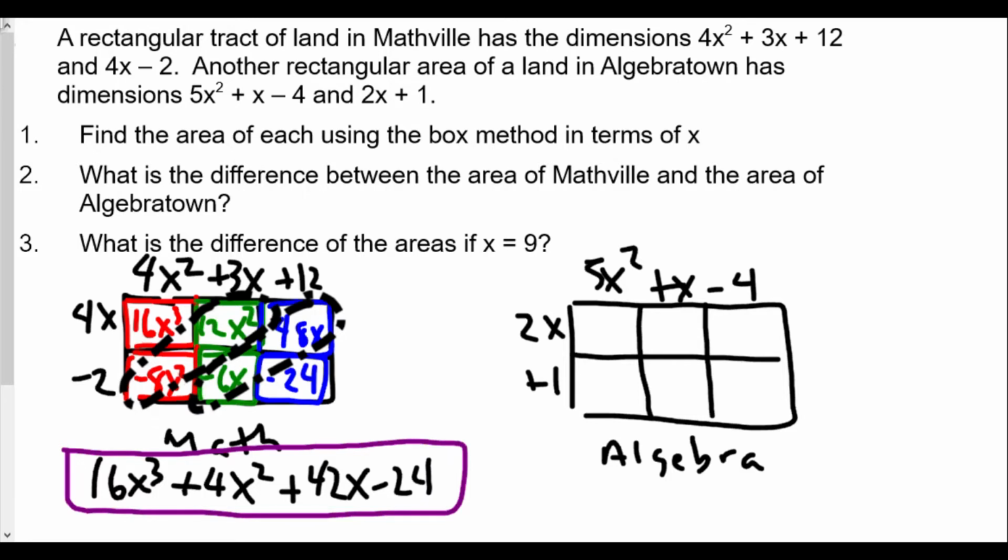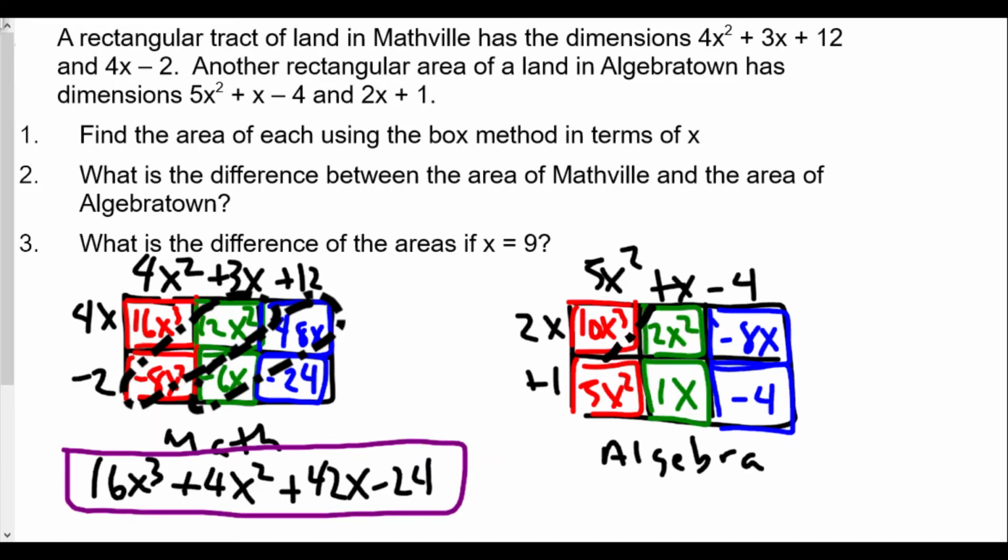Repeat the process for Algebra Town. 2x times 5x squared is going to be 10x to the third. 2x times x gives me 2x squared. And then 2x times negative 4 will give us negative 8x. Okay? We're again repeating the process for the bottom row. 1 times 5x squared is just 5x squared. 1 times x is 1x. And 1 times negative 4 will be negative 4.